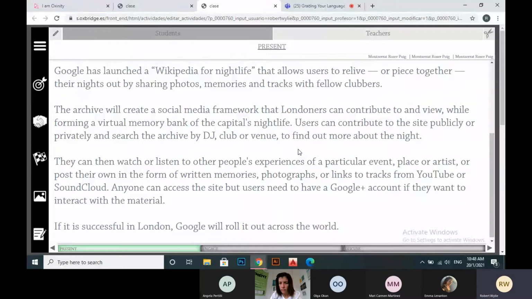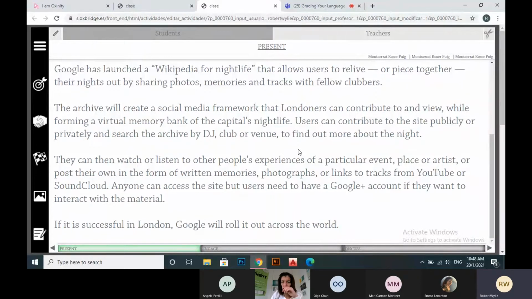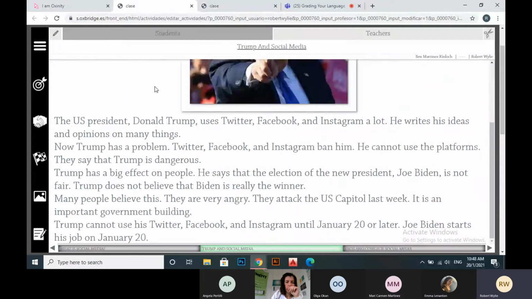Again, we could go through the whole thing and change it around. I'll do that in a bit. I'll compare it with the other one that I was showing you, a text that Ben has done recently. Already, the text is shorter, but you can see that the sentences are a lot shorter as well, and he's using the present simple, so he writes his ideas and opinions on many things. Now Trump has a problem. No, he cannot use the platform. They say Trump is dangerous. This has a big effect. So it's already shorter sentences with easier vocabulary, and I think this is definitely a lot easier to understand than the previous text that I was showing you guys.